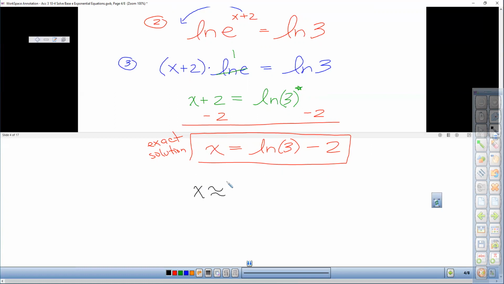So I have my natural logarithm of 3. I want to close my parenthesis and then do my minus 2. So here I get negative 0.9013. So our 3 tells us the 1 will stay a 1. So our approximate solution is negative 0.901 to 3 decimal places.